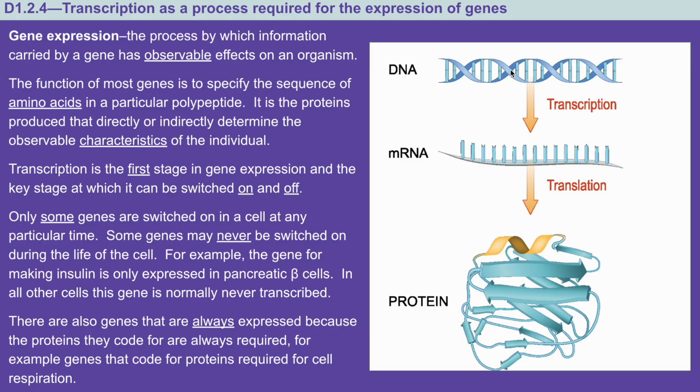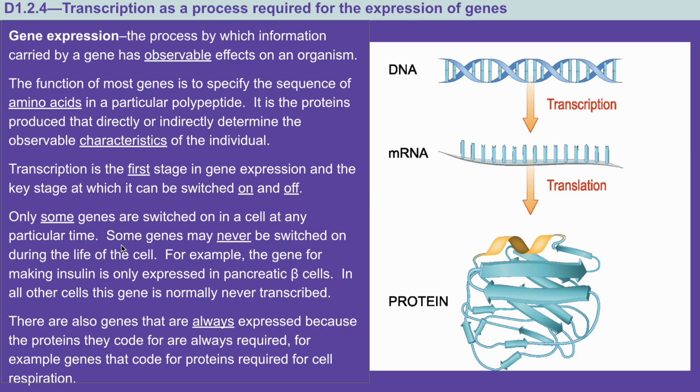This is what we talked about earlier. Only certain cells are going to need certain genes. Depending on the cell's job, depending on the cell stage in its cell cycle, there are going to be different genes that are needed. Some genes may never be switched on during the life of a cell. Like we mentioned earlier, the gene for making insulin in pancreatic beta cells will only be needed in pancreatic beta cells. And so while all somatic cells have the code, it's never going to be transcribed. There are also genes that are always going to be expressed because the proteins they code for are always required. For example, genes that code for proteins required for cell respiration.